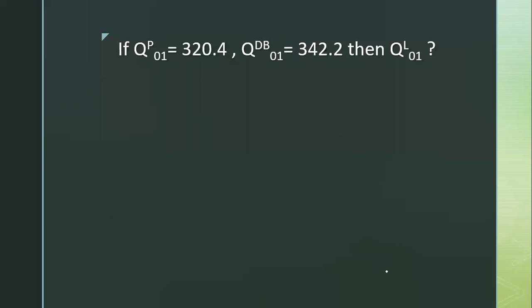Okay, next one. If the quantity of the base in the current year under Paasche is 320.4 and the quantity under Drobisch and Bowley is 342.2, then you have to find out the quantity of the base in the current year under Laspeyres. What information have they given? They have given the information about Paasche, Drobisch and Bowley and Laspeyres. So which formula will you apply?